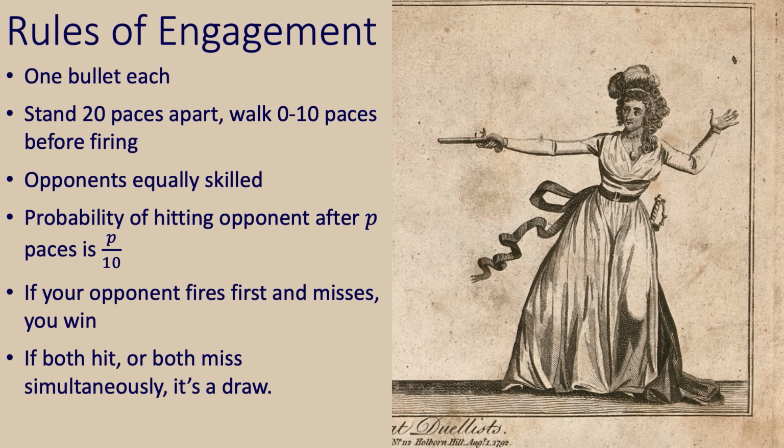The probability of hitting your opponent after p paces, and I'll assume you have a whole number of paces, if you want to do this continuously you can, instead of this discrete version, is going to be p over 10. So after 10 paces, when you're right next to each other, that's 10 out of 10, a 100% probability of successfully hitting them. But if you fire after 0 paces, you're so far away, you're not going to hit them, and then it's a 1 in 10 probability for 1 pace, and so on.